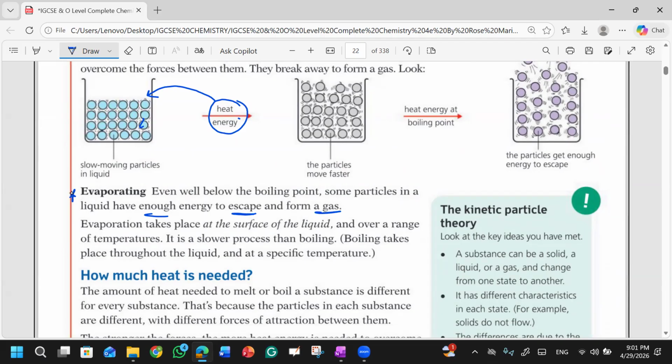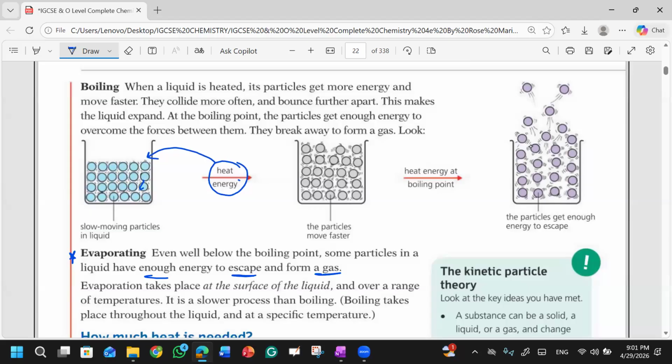Are you getting this? Some particles get extra energy. How will they get extra energy? Maybe they absorb more energy, and they escape the system. They leave the system. This is known as evaporation. And always remember this happens at the surface. It is not happening inside. You will always observe evaporation at the surface. So that is why we say evaporation is a surface phenomenon.